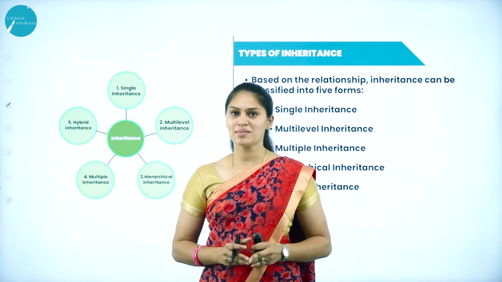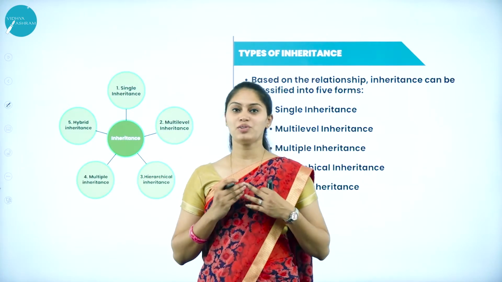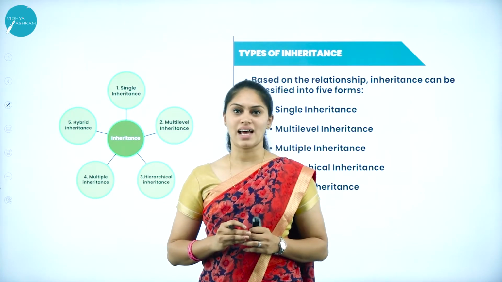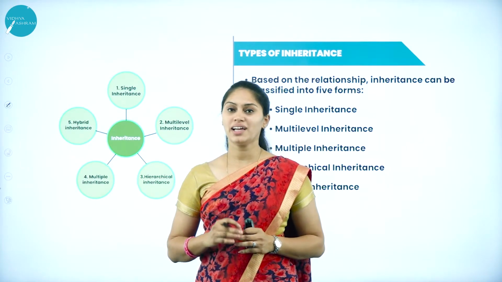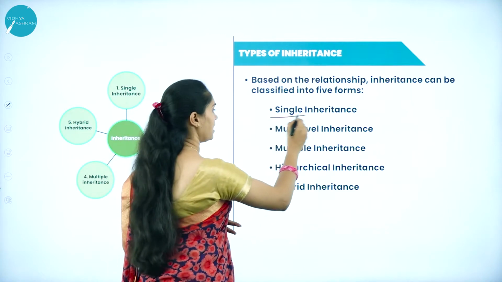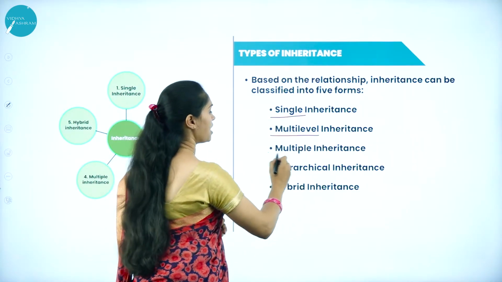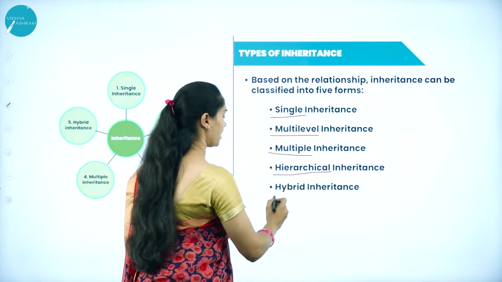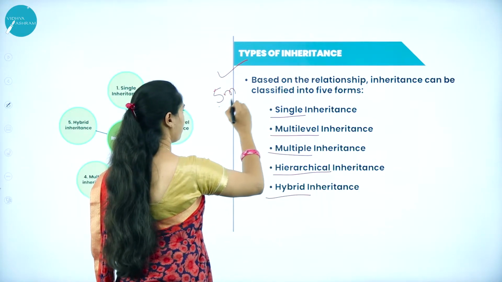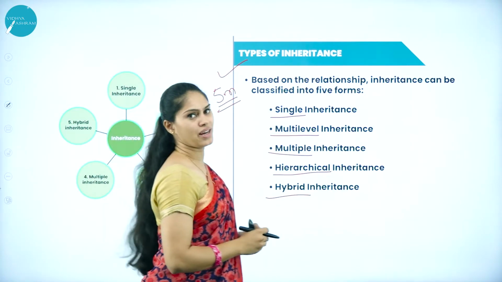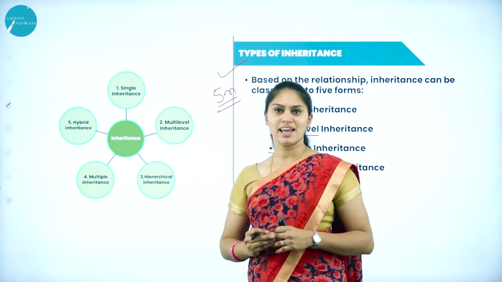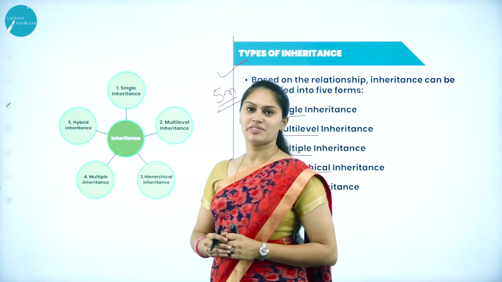Now we'll see the types of inheritance, how it will derive or acquire the features from the base class. There are 5 types of inheritance: single inheritance, multi-level inheritance, multiple inheritance, hierarchical inheritance and hybrid inheritance. And it is also an important question for 5 marks: what do you mean by inheritance? Explain any 2 types of inheritance with syntax and example. That could be the kind of question.